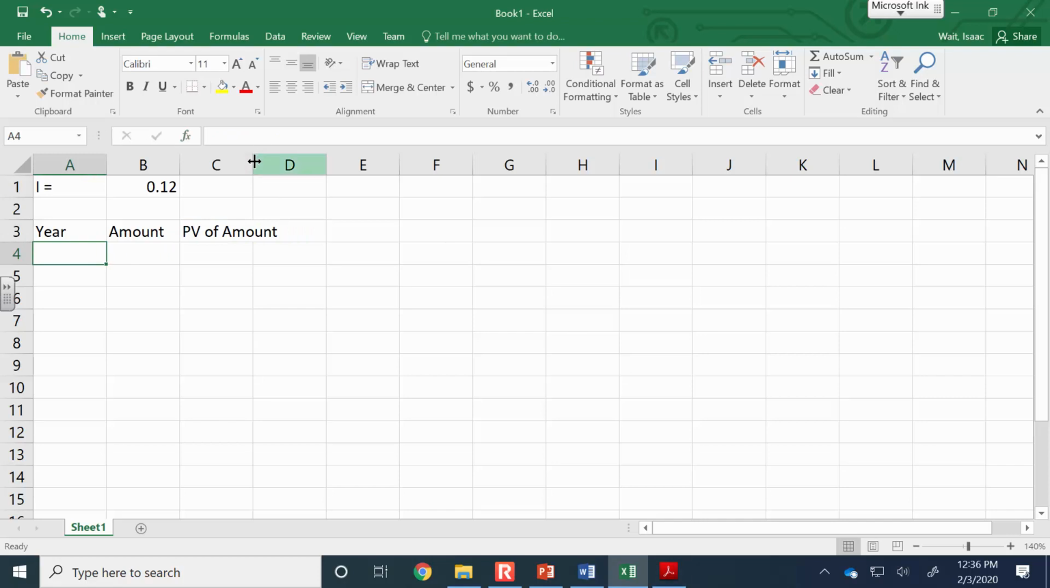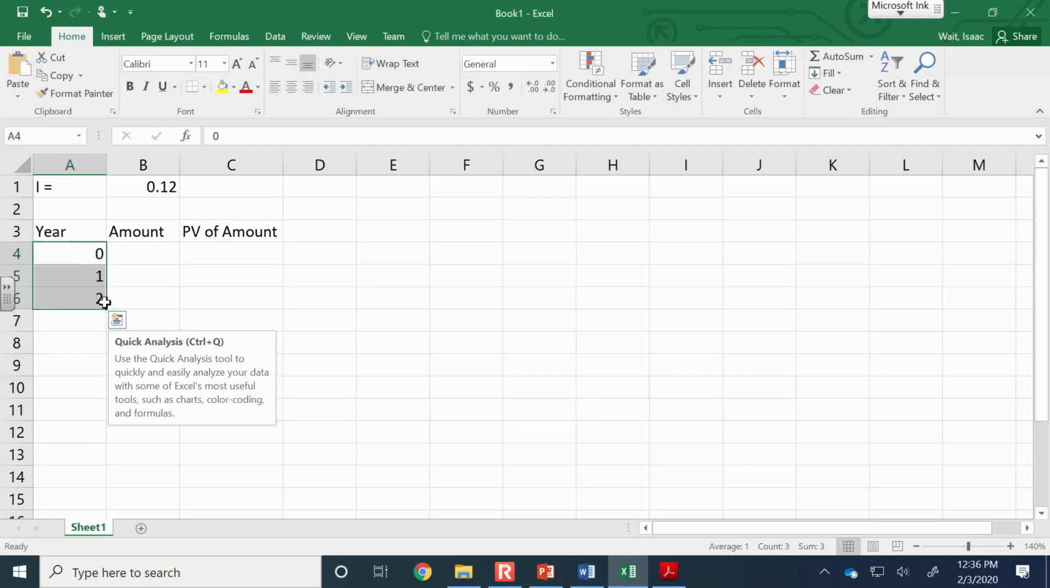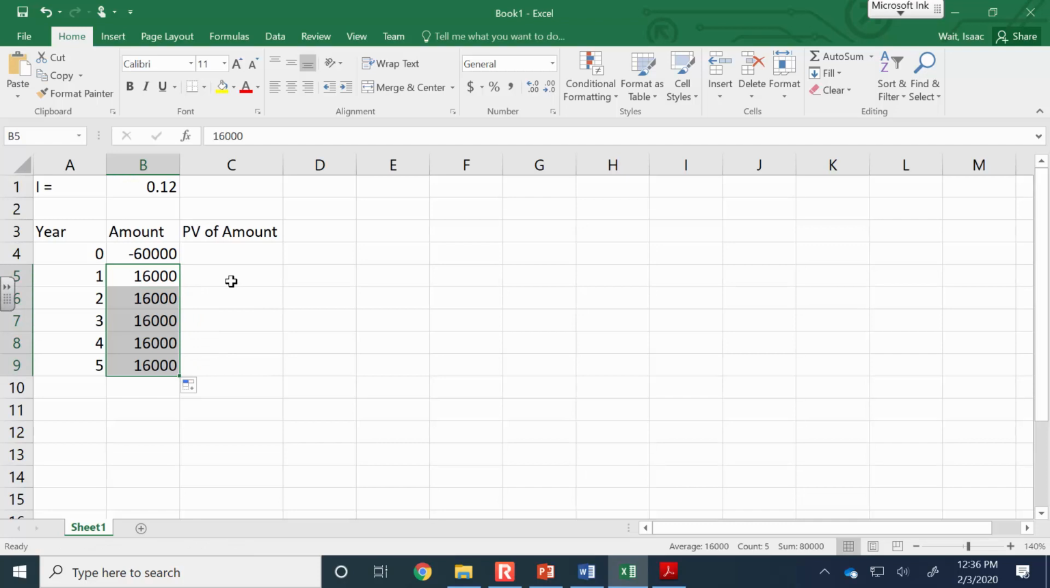I'm going to have the year, the amount, and then the present value of some amount. So I'm setting up this spreadsheet to solve the cash flow diagram we have. So there's year 0, 1, 2, and then I'll continue the pattern on down through year 5. The amounts are negative 60,000 was how much we pay at time 0, and then we get $16,000 a year in revenue because we bought that equipment and it allowed us to do some jobs.